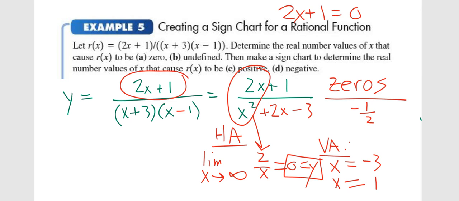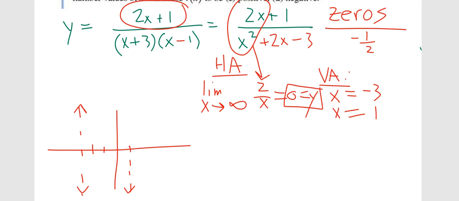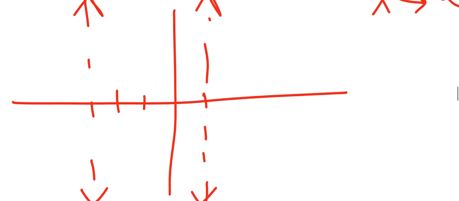Okay, so we got that information. It's time to graph. So I got my vertical asymptote here, and I got another vertical asymptote here. And then I got a 0 at -1/2.